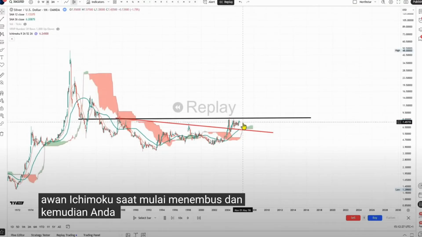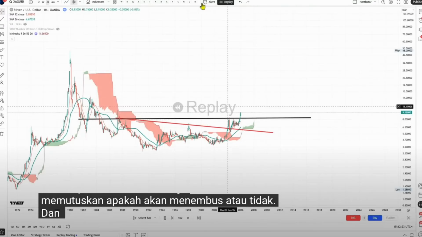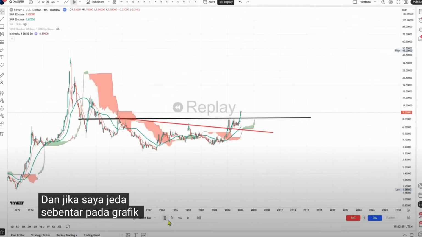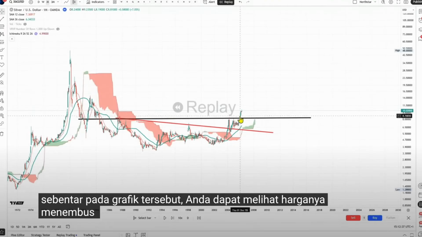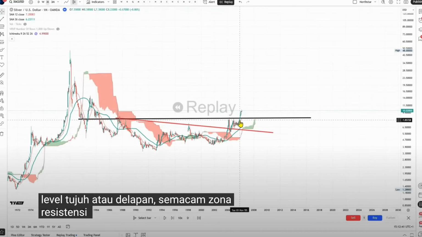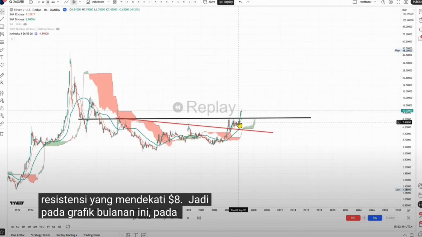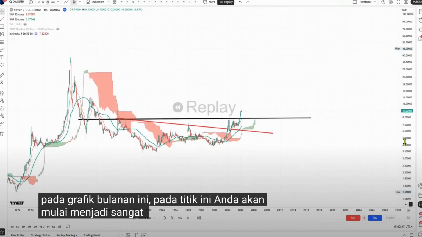And then you get into a sort of decision zone where the price is deciding whether to break out or not. If I just pause the chart there for a moment, you can see the price is breaking out above that $7 or $8 level. There's a zone of resistance close to around $8. So on this monthly chart, you would at this point start to turn very bullish.